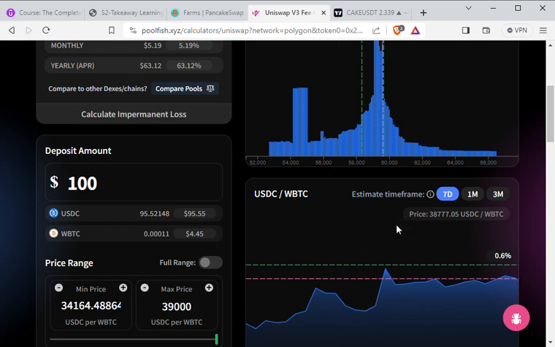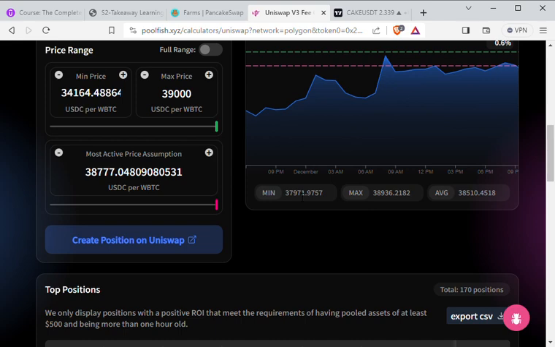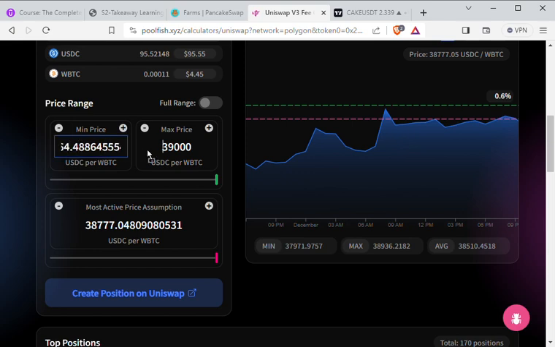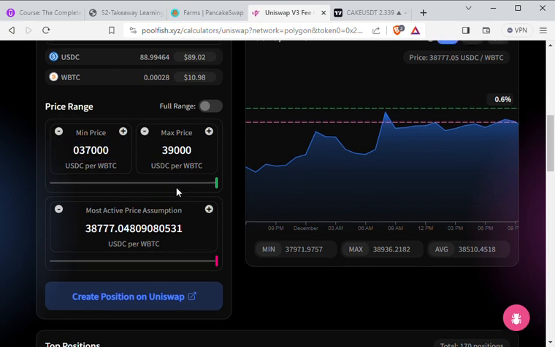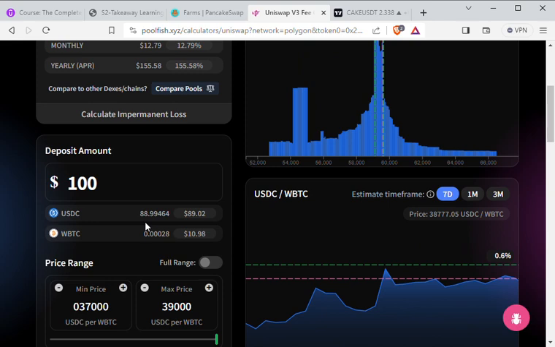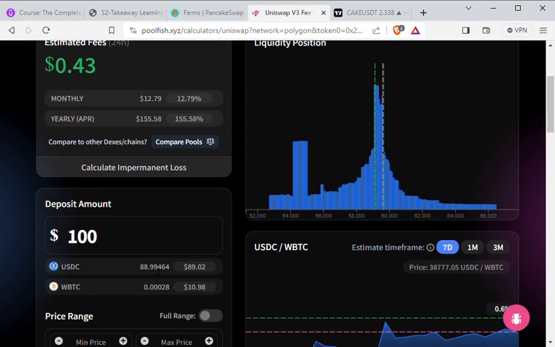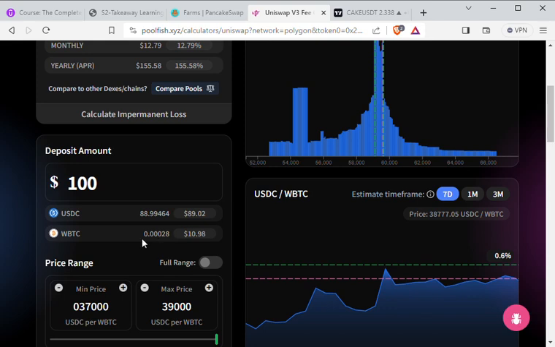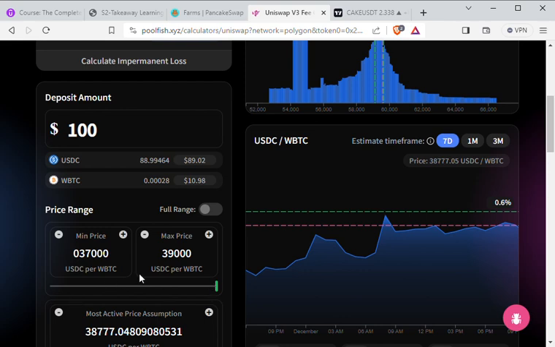So the 24-hour low is about 37. So we could probably even change our range. I don't think it'll go lower than 37. Just like that. That brings us a new range, in this case an 88% and 12% split for what our range is.